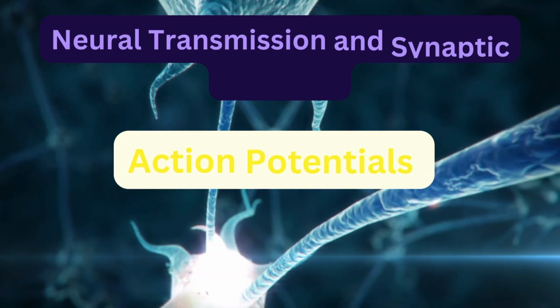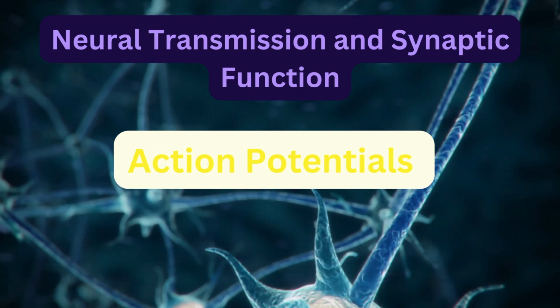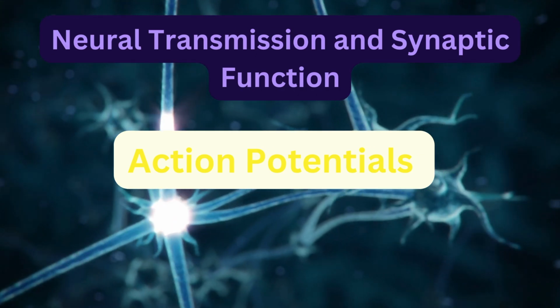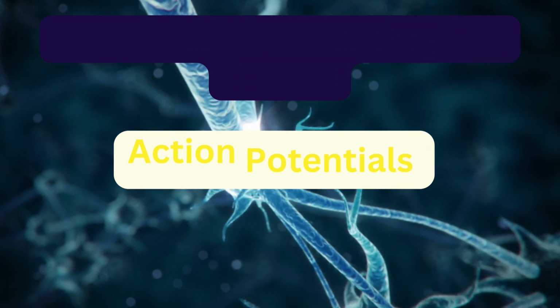Neurons communicate through action potentials, electrochemical signals that propagate along axons to transmit information from sensory receptors to the brain and between different brain regions.